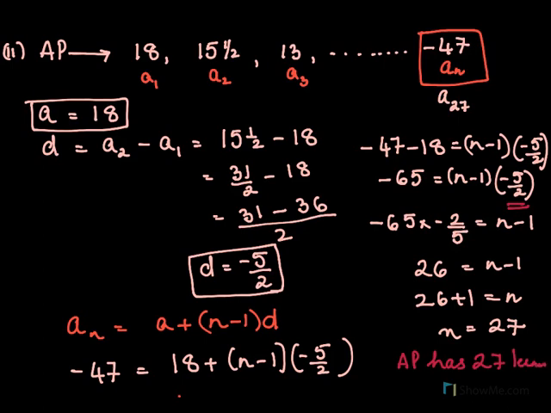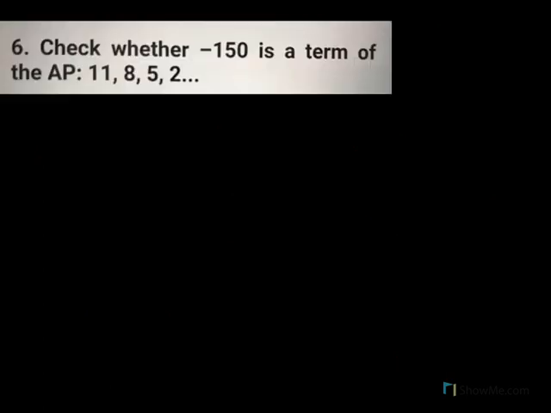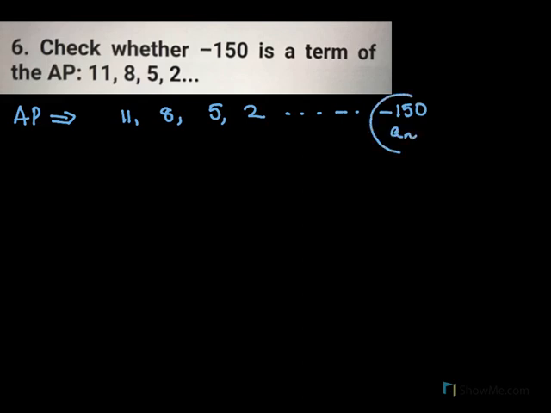27 terms. So this last term is this N equal to A27. Check whether minus 150 is the term of the AP 11, 8, 5 and 2. So here my AP is 11, 8, 5, 2. I have to check if minus 150 is the AN term. This is my question. Does my minus 150 come in the AP, is it a part of the AP?